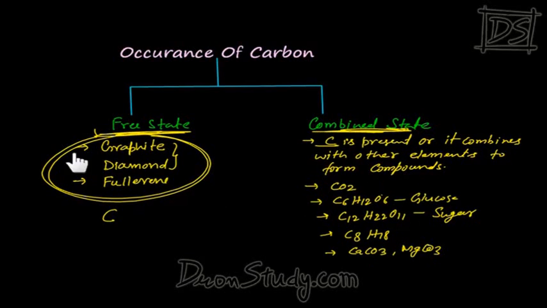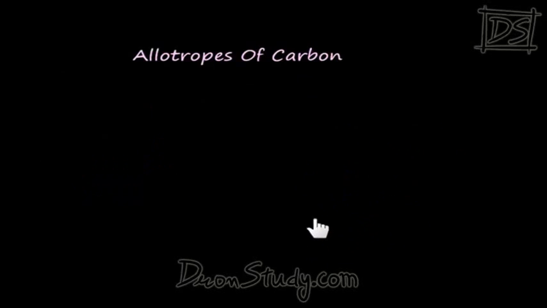So we are mostly interested in the free state of carbon, and now we are going to discuss what exactly graphite, diamond and fullerene are, how they look and what their properties are. So let's discuss the structure of graphite, diamond and fullerene in our next topic, which is called allotropes of carbon.